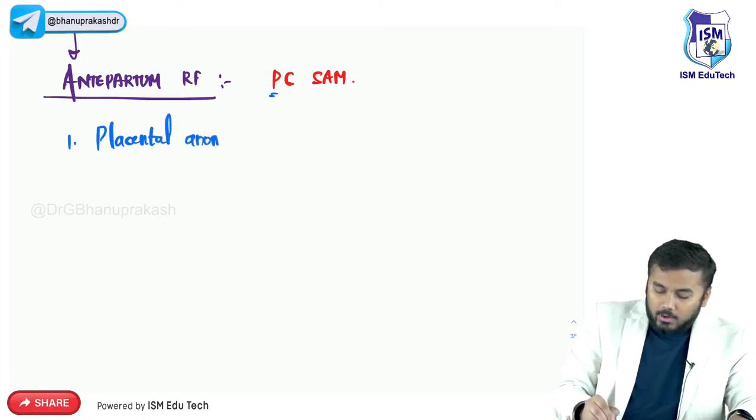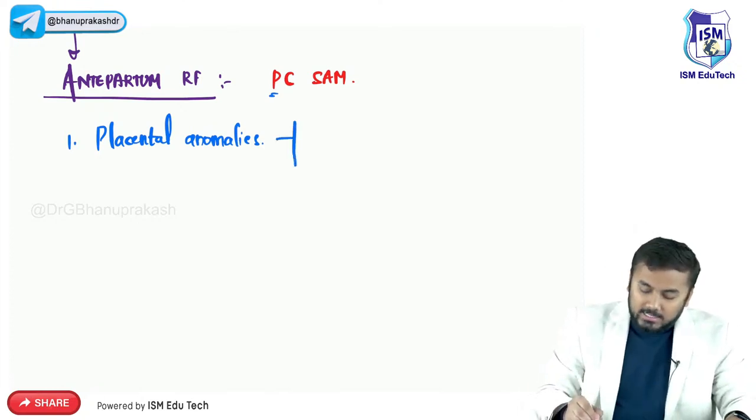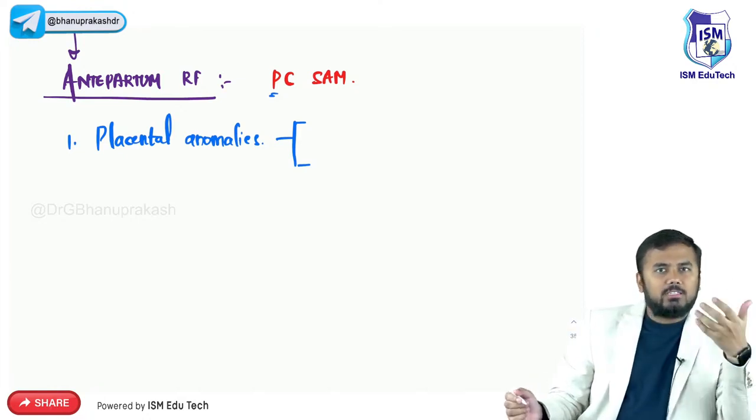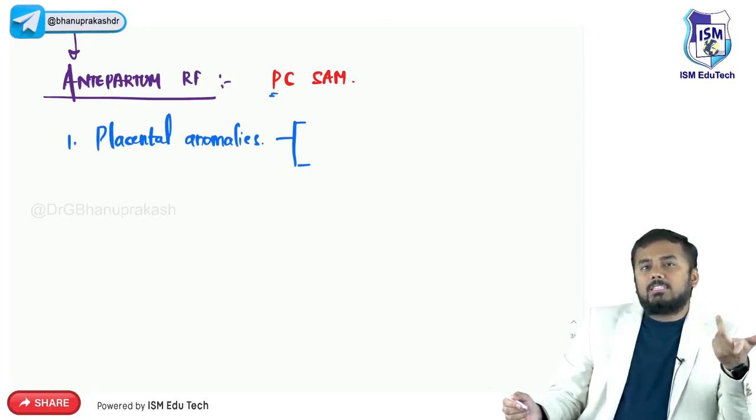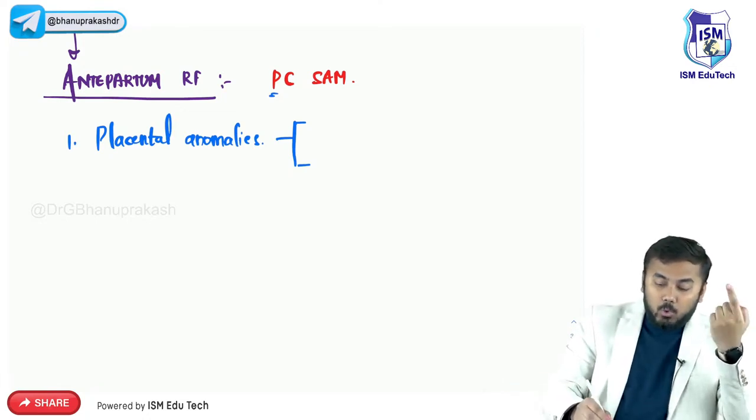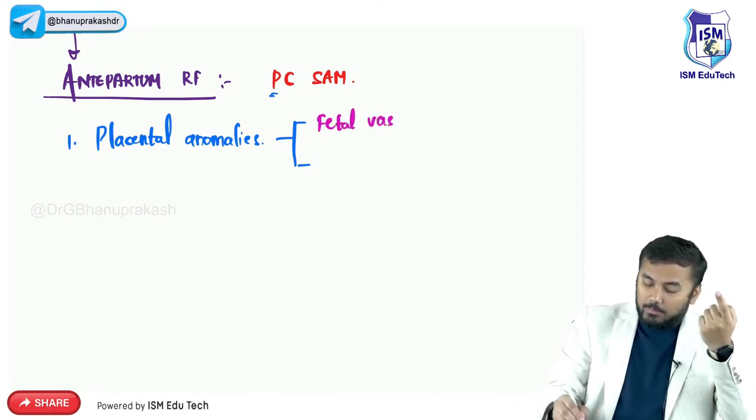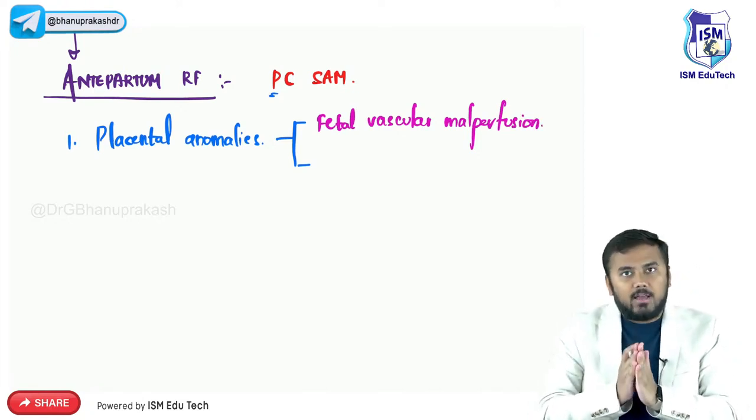Placental anomalies. What are placental anomalies, guys? You know that there is a placenta which is supplying nutrients and blood from time to time to the baby. If there is any problem with the placenta, you call it placental anomalies. What can be the problem? The most important problem which you will see is fetal vascular malperfusion. What do I mean by fetal vascular malperfusion?